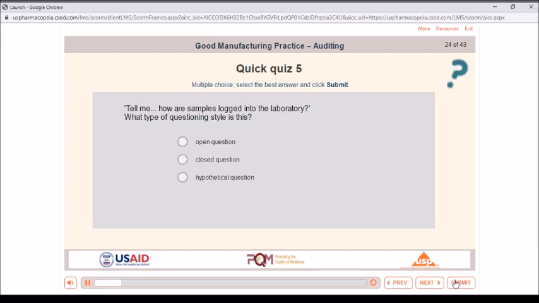Quick Quiz 5. Multiple choice. Select the best answer and click Submit. Tell me, how are samples logged into the laboratory? What type of questioning style is this? Open question, closed question, hypothetical question.